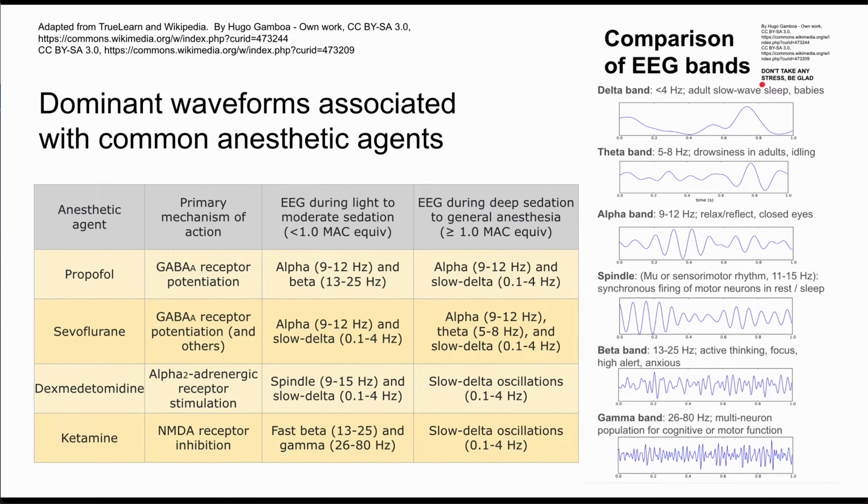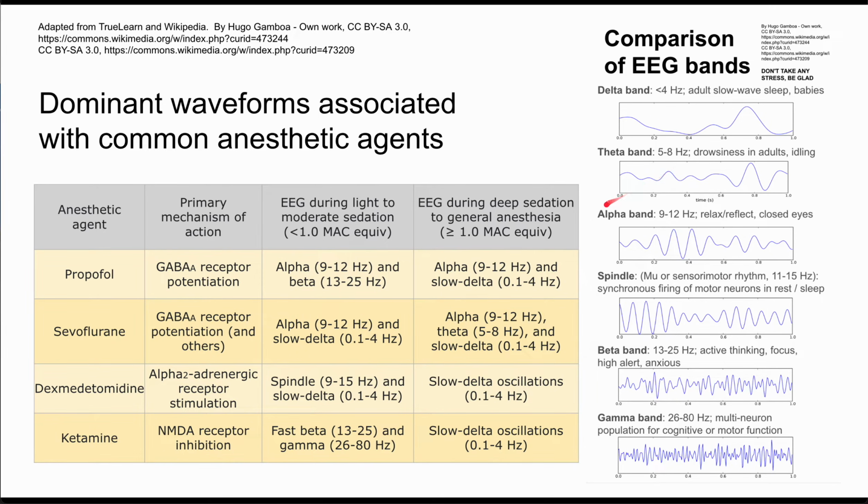You can use the mnemonic "don't take any stress, be glad" to remember the different band types in order of increasing frequency. So first, the delta band has a frequency of 4 or less. It's seen in adult slow wave sleep and also seen in babies. Theta band is next with a frequency of 5 to 8 hertz. This is seen in adults who are drowsy as well as adults who are idling.